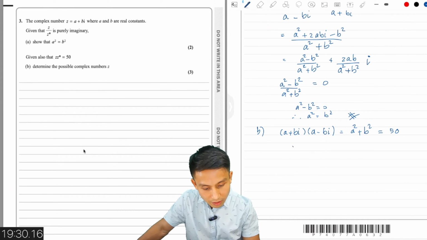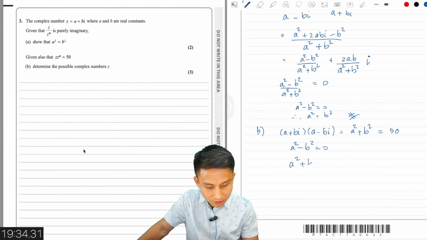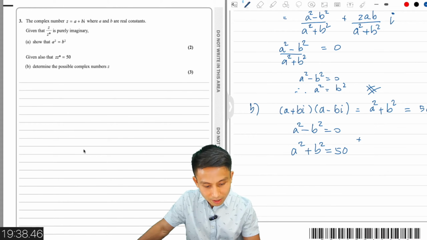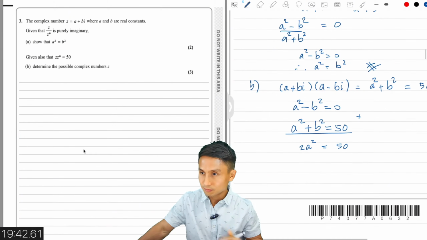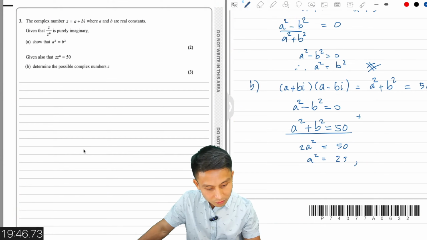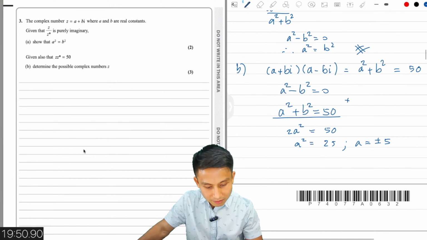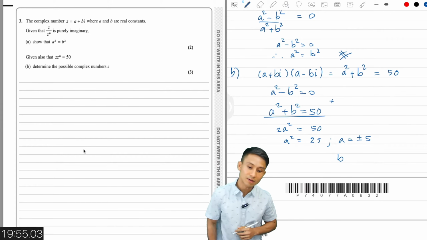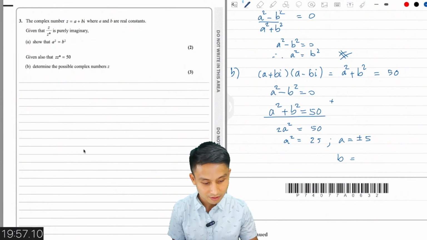Okay, so a squared minus b squared is 0 and a squared plus b squared is 50. Yeah. So if we add them up, what do we get? We get 2a squared equals 50, right? Yeah. a squared is 25, so a is plus or minus 5. If a is plus or minus 5, that means b is also plus or minus 5, right?